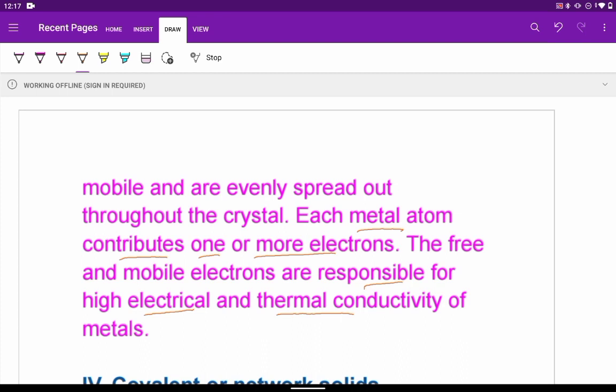Another thing is that free electrons lead to luster and also color. Some of the metals have color, and they definitely have luster. Metals, we know, are highly malleable and ductile. We can beat them into sheets, and they can be drawn into wires.